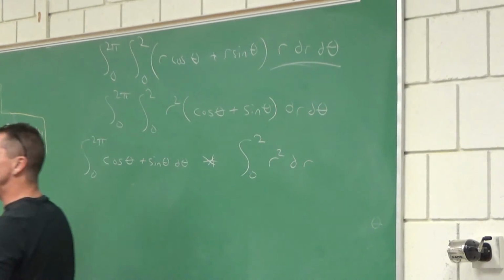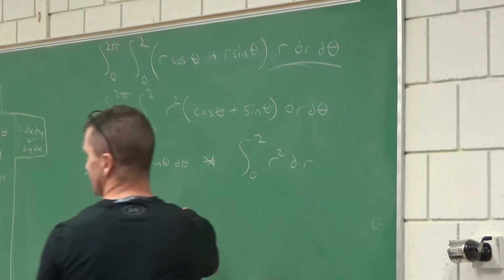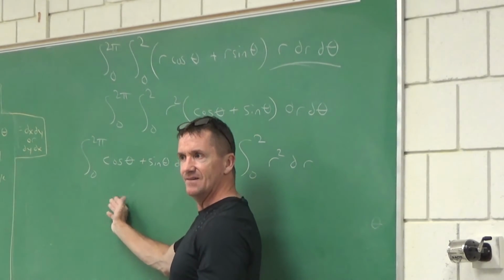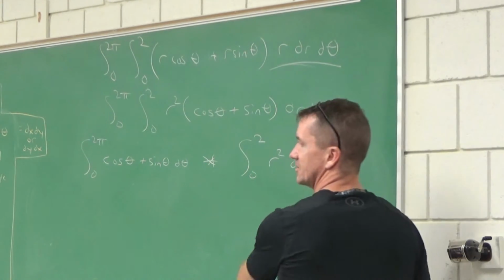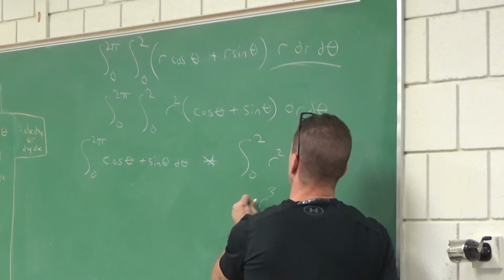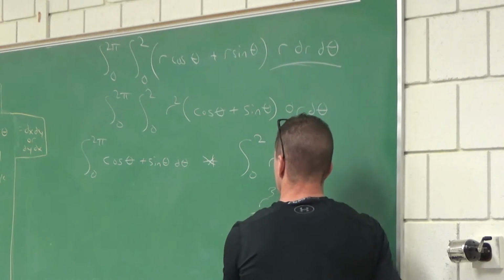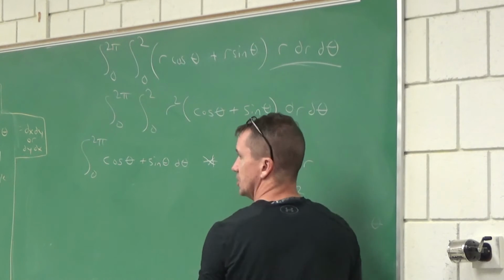This is how easy this problem is going to be. Way easier than if we went Cartesian. That's my point. I know you know how to integrate that. This doesn't even need a u sub, right? I'll start here. What's this? 1/3 R cubed. Go from 0 to 2, you get 8/3. Okay, we're going to multiply that number to this.